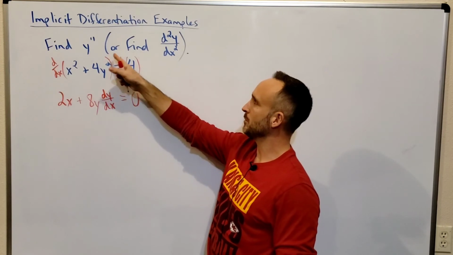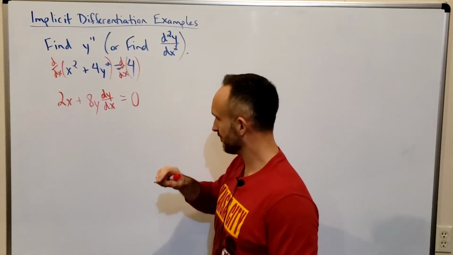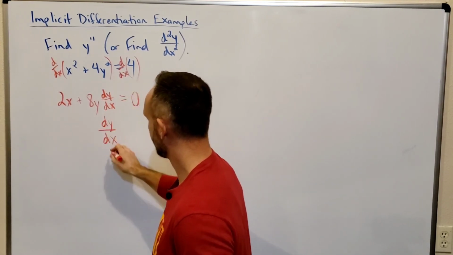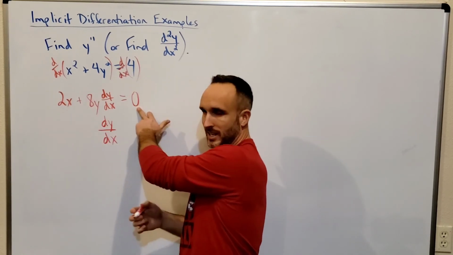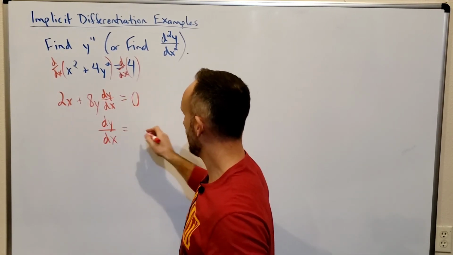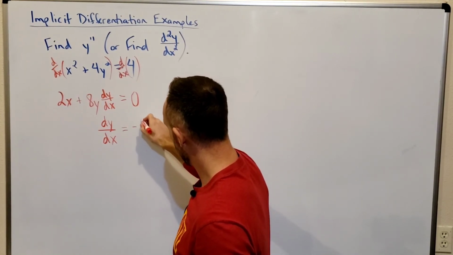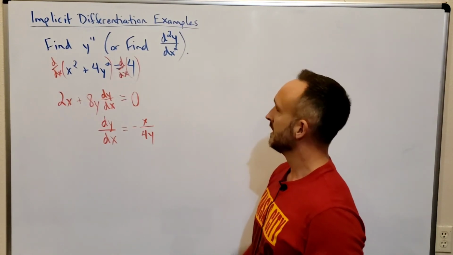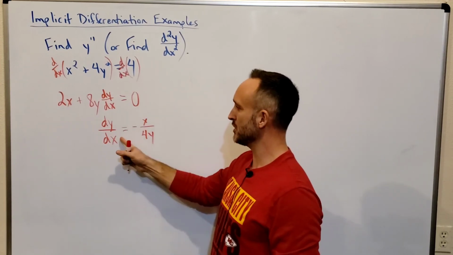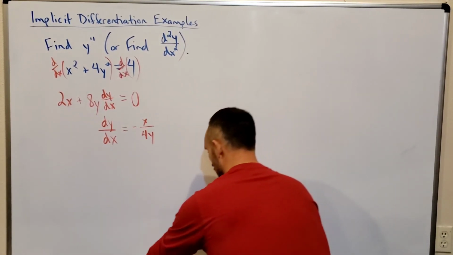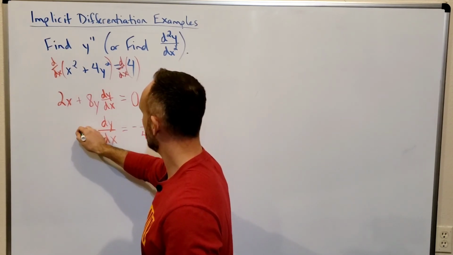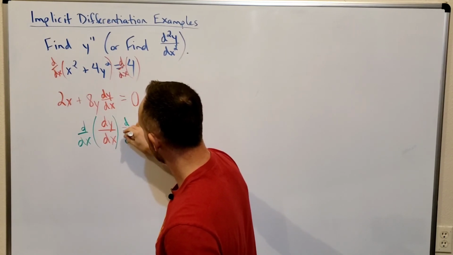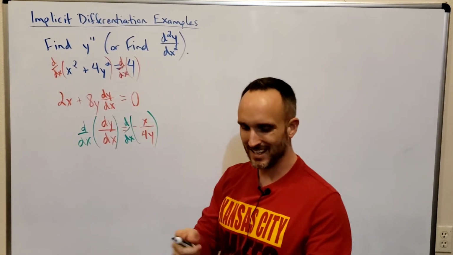And so we're asked to find y double prime, or the second derivative, basically. So let's get dy dx by itself. So I'll subtract 2x, giving me negative 2x, over 8y, which is negative x over 4y. Okay? Negative x over 4y. Now, if I want the second derivative, what I need to do is differentiate both sides again. So I'm going to take the derivative of the left side with respect to x. Make sure you get your notation right there. And I'll take the derivative of the right side with respect to x again.